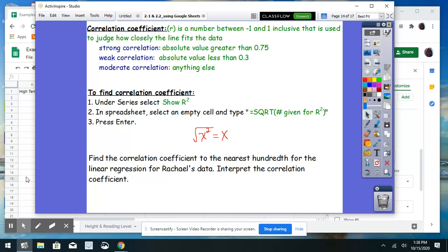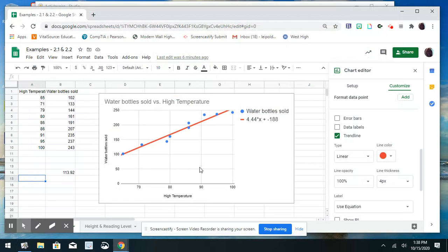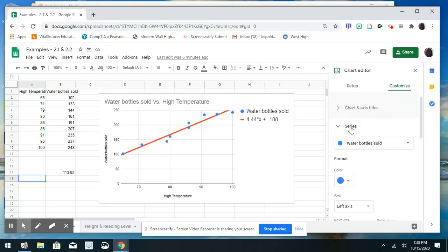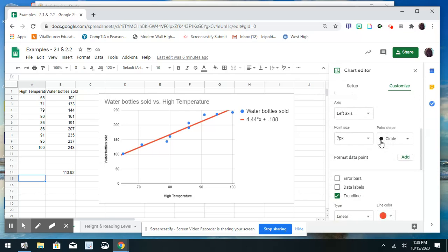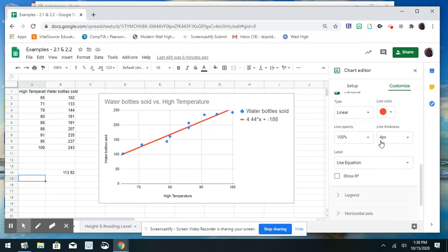So let's jump back to Rachel's spreadsheet here. And again, go to Customize, and we're under the section labeled series. So here's series, and if I close that up, you'll see they're all listed there. Open the series, go down to the bottom under trend line, where it says use equation. Click the box that says show R squared, and you'll see that an equal sign and then a number appears in your chart, and that is R squared.